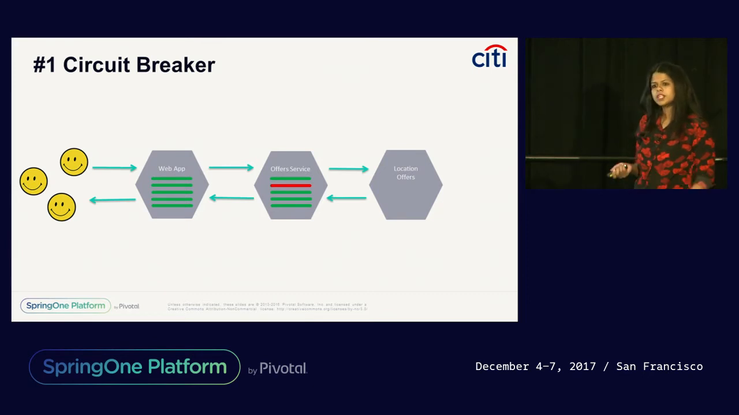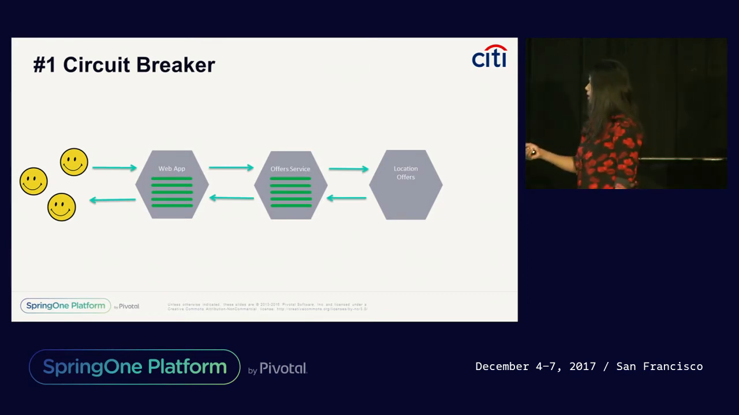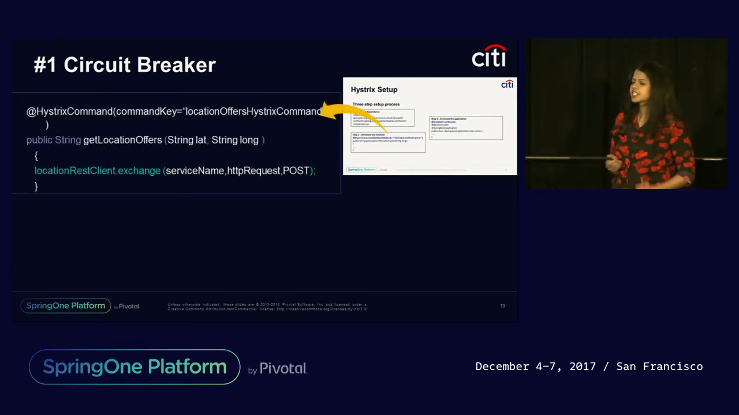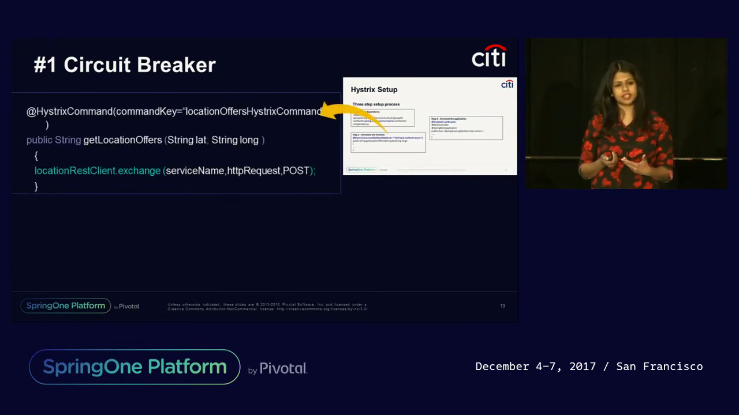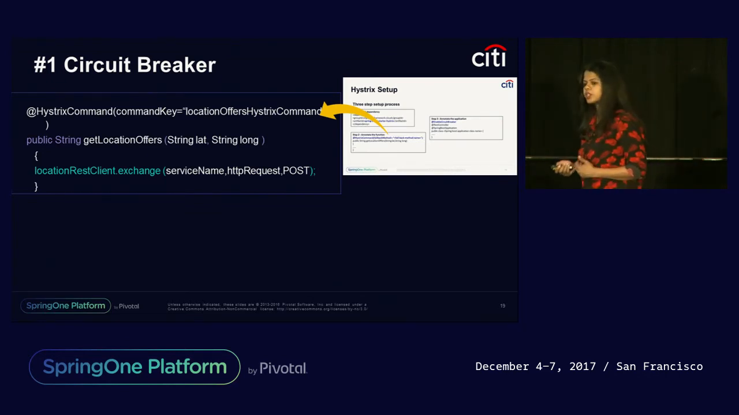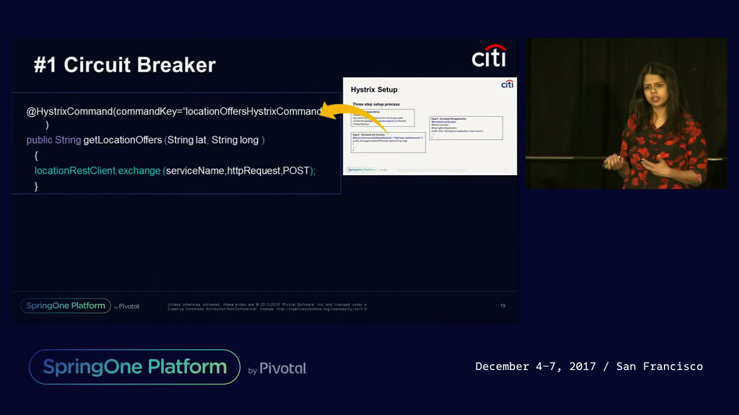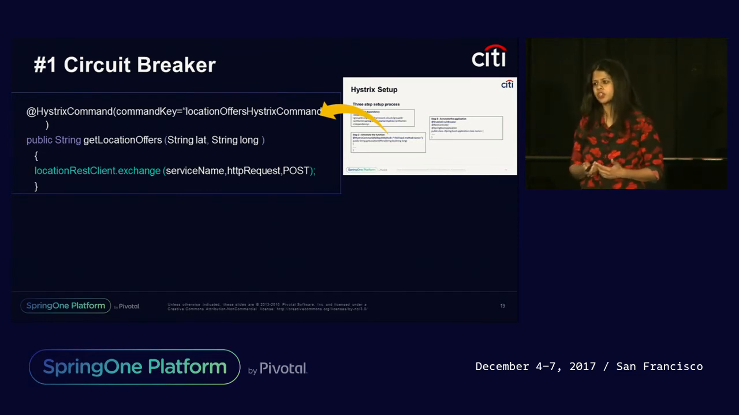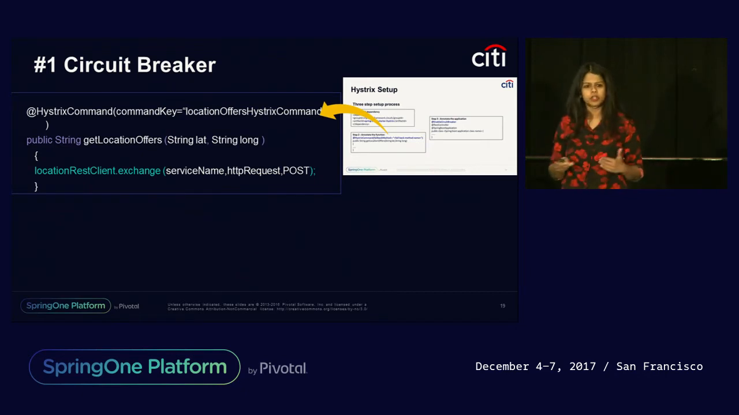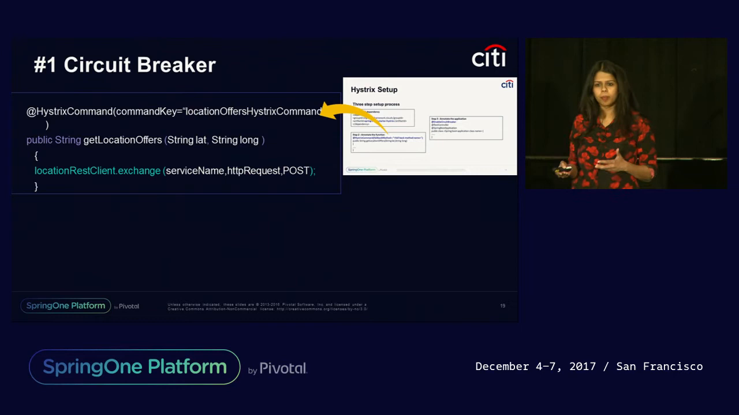So coming to the implementation aspect of this, as we have seen in one of the previous slides, it's the HystrixCommand annotation that does the trick. So let's assume we have a method called getLocationOffers, which has the implementation to call the location_offers service. When we annotate that with the HystrixCommand, that provides the full circuit breaker implementation, which takes the state from closed to open and then retries and moves it back to closed.